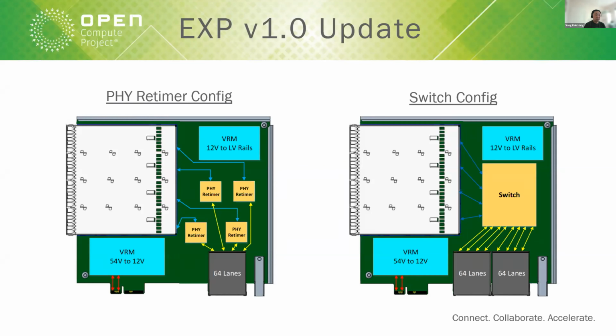And these are the two configs. Now, the first one is that if you want to go with the retimer config, you can use a single connector instead of two, and it is going to be form factor compatible. So if you want to go with a switch, adding more SerDes lanes, then you will have the flexibility to add another connector as well.